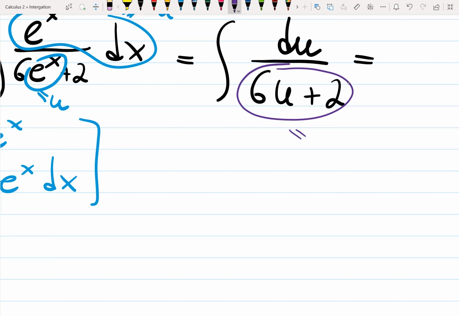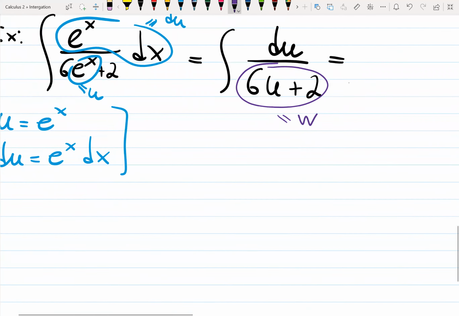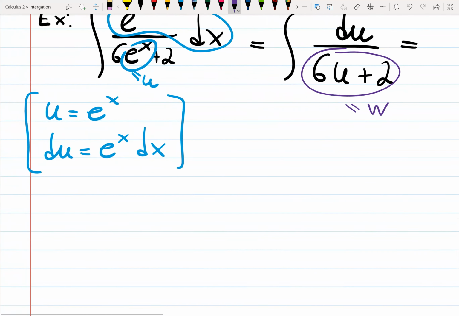6u plus 2 to be u, but we already used u, so let's use another variable. People usually do W or even u1. That's also nice, but let's do something else. Let's do W. This is second U, right? W. Let's see why I did that. W is 6U plus 2.